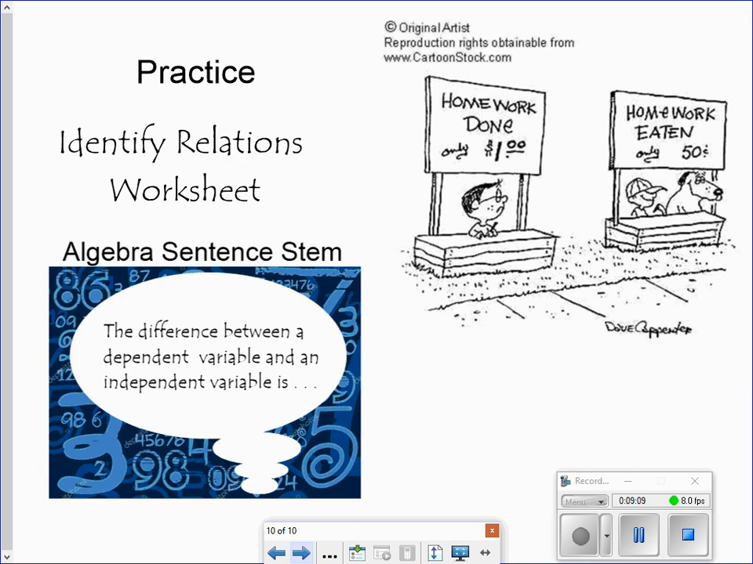One of the things that I would like for you to consider before watching the next video is the difference between a dependent and an independent variable. So chew on that and see if you can explain the difference between those two things.